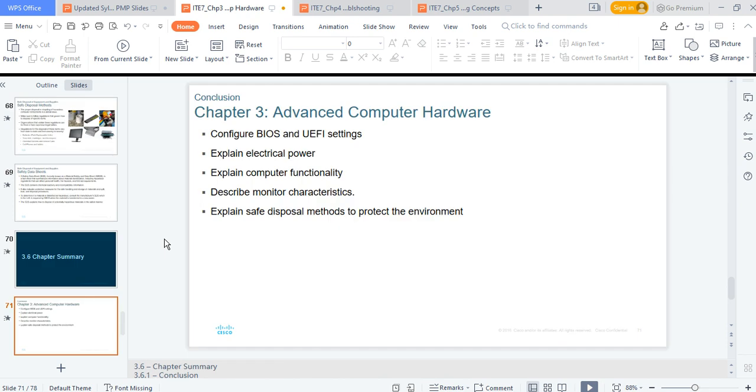Congratulations. Chapter summary. We've learned about the BIOS, the UEFI settings, talked about power, Ohm's law, and the rest. We talked about computer functionality, monitor characteristics, and how to protect your environment. Thank you very much for listening. See you in module 4.